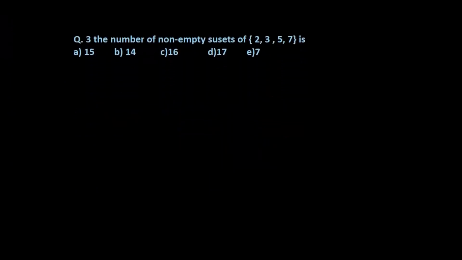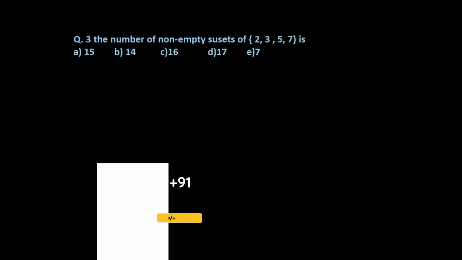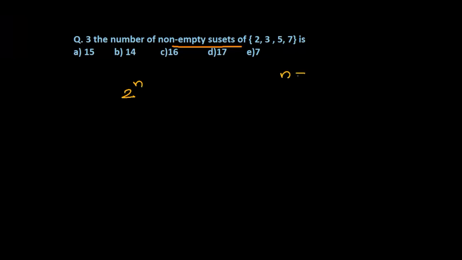Here the question is like this. The number of non-empty subsets. The question is to find out the non-empty subsets. Okay, we know the total number of subsets is 2 raised to n. And here n is, see, we have to count the number of elements in this given set. 1, 2, 3, 4. See, here we have 4 elements in that set. So n is 4. So we have to calculate what is 2 raised to 4. That is 2 into 2 into 2 into 2. So 4 into 4, 16.